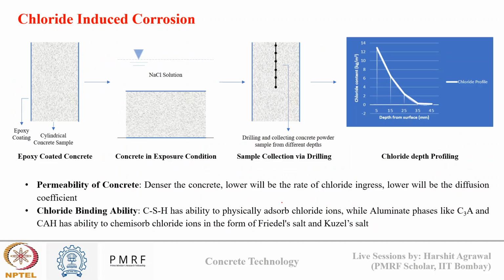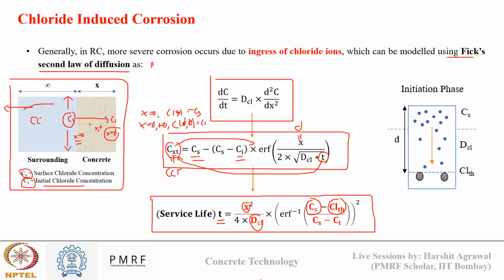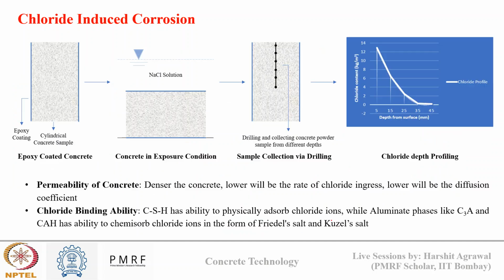Now, how is this done in the lab, like how can we estimate this DCl value in the lab? All the other values, the cover depth, the surface chloride concentration, and the critical chloride threshold, we will know initially. But how do we estimate the diffusion coefficient? In the lab we use the bulk diffusion model, which is based on ASTM C1585, for estimating the diffusion coefficient of concrete.